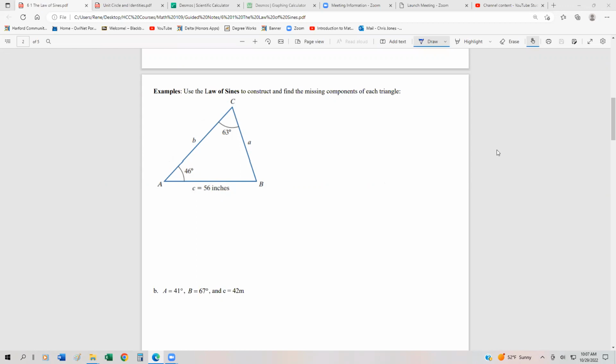All right. What I'm going to do first is find this missing angle, angle B. We know that the sum of the interior angles is 180 degrees. So B is going to be equal to 180 minus 46 degrees minus 63 degrees. That's 180 minus 109, and so that should be 61 degrees. Or 71 degrees, excuse me. Sorry about that. But we can always verify it by using our calculator.